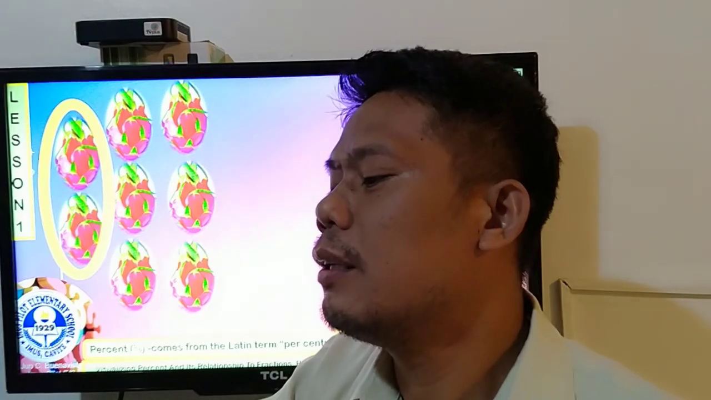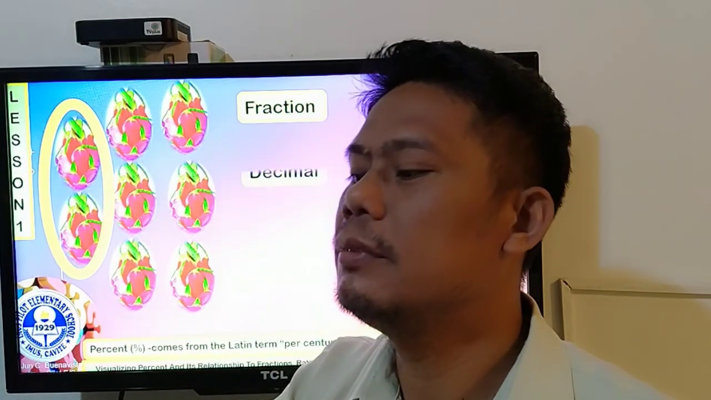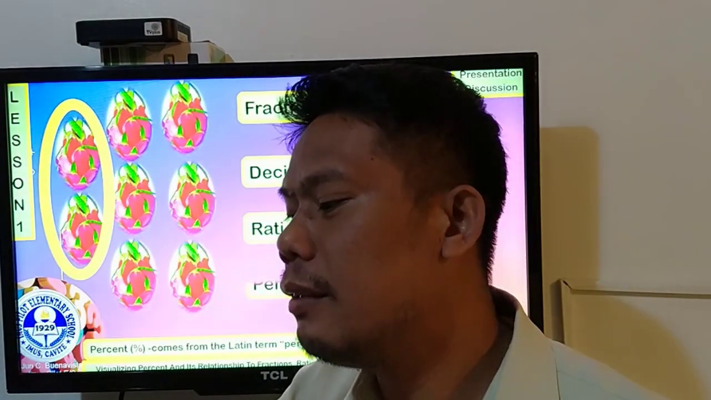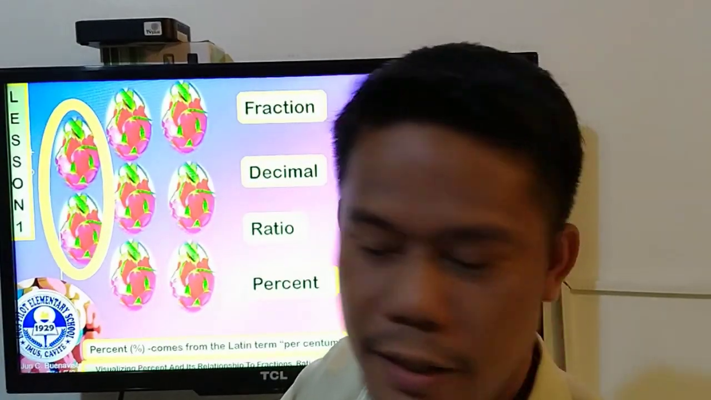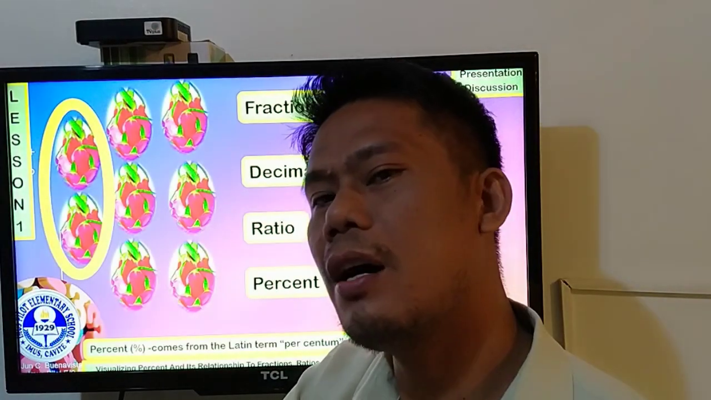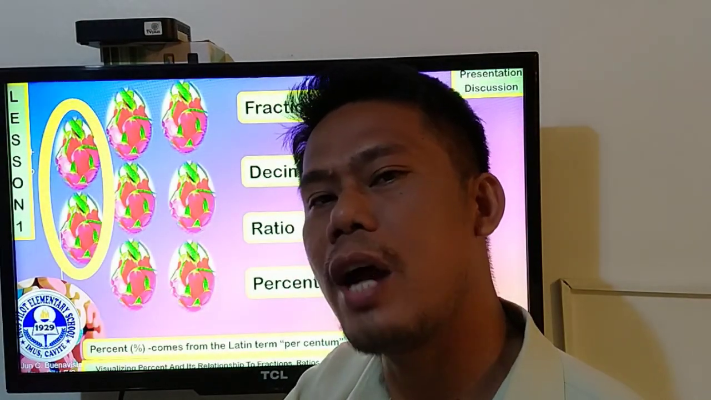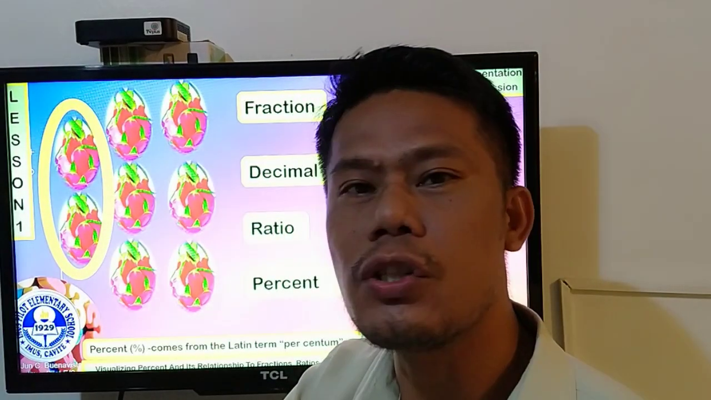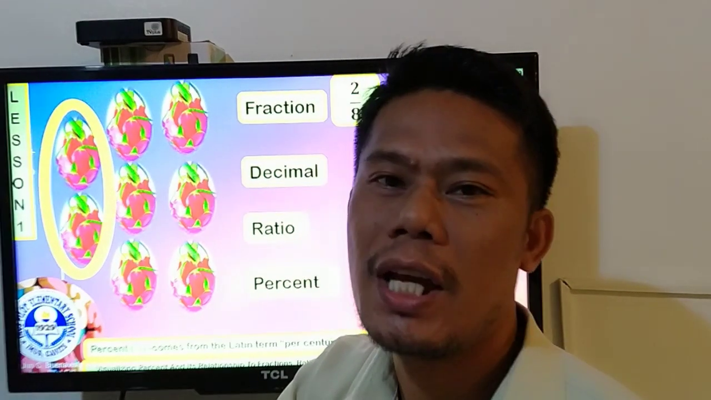Okay, so now, you're going to answer in fraction form, decimal form, ratio form, and percent form. Again, we have 8 dragon fruits and you have eaten 2 dragon fruits. So the fraction is 2 eighths.